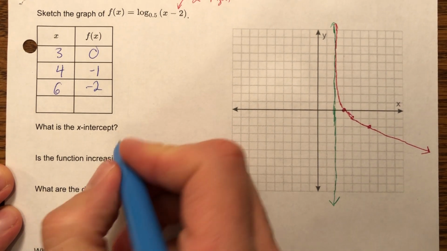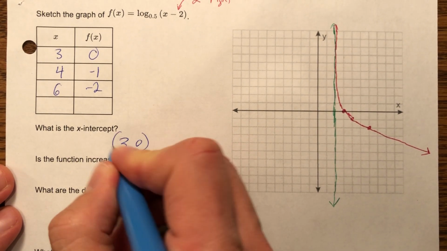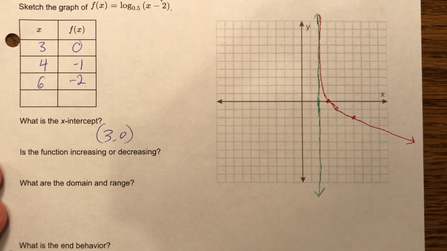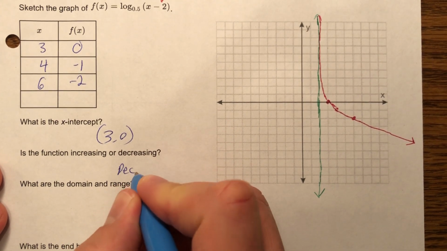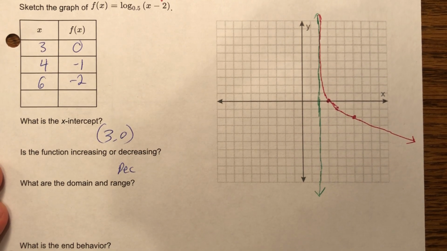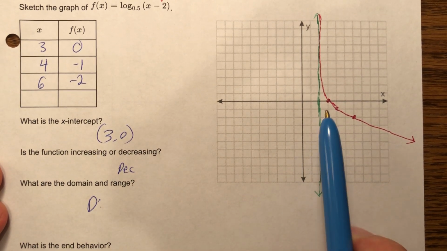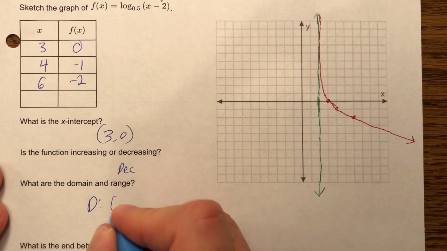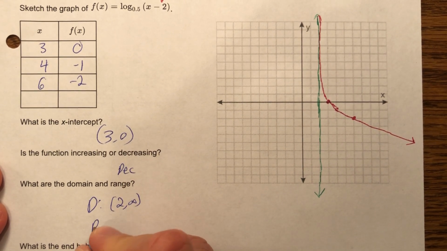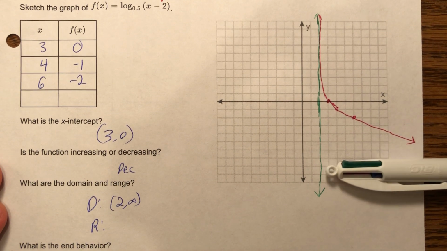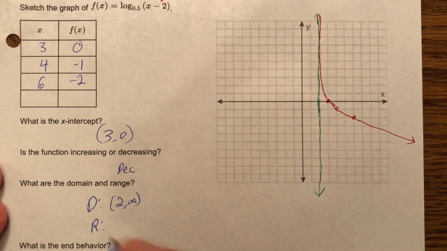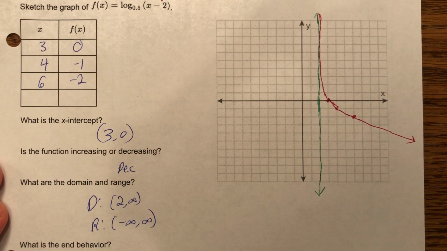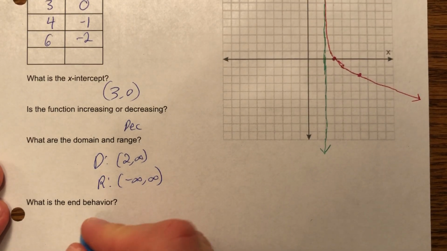All right, x-intercept is at 3, 0. Is the function increasing or decreasing? You just say it out loud, go ahead. All right, you were correct, the function is decreasing. What are the domain and the range? The domain starts at, but not including 2, and moves forward. 2 to infinity. The range is everything down here to everything up here. -infinity to infinity.